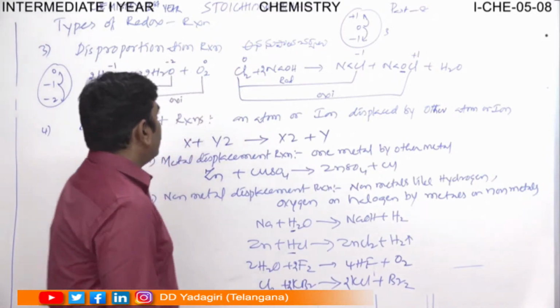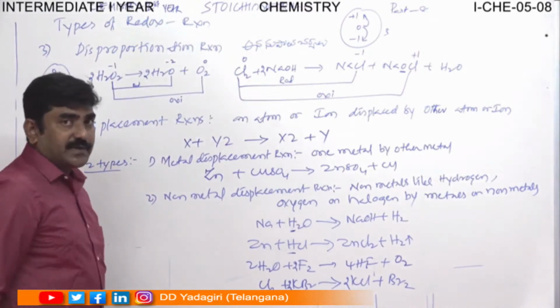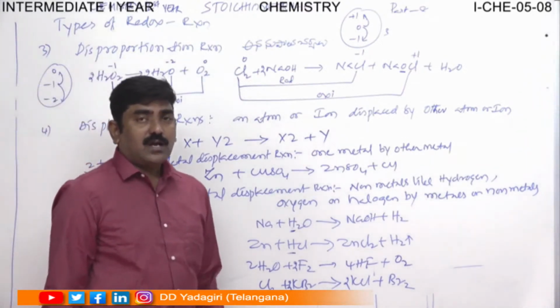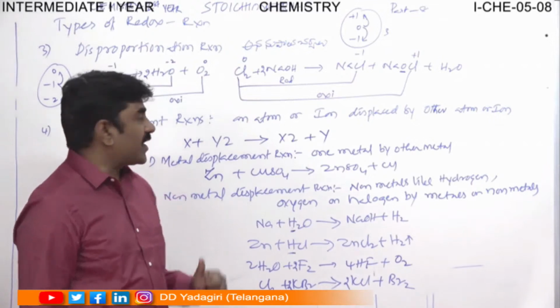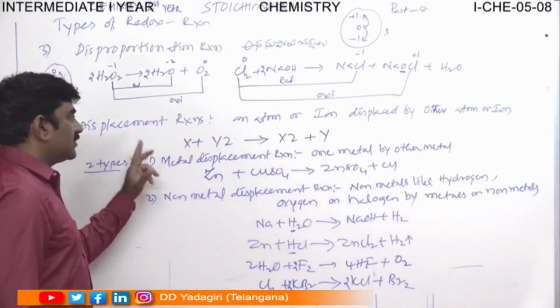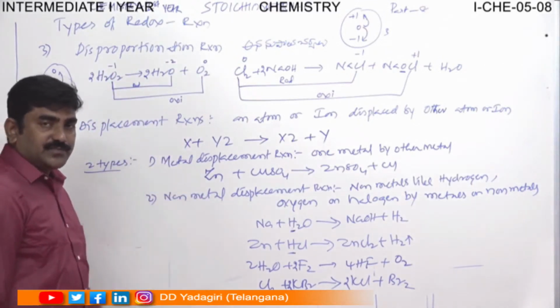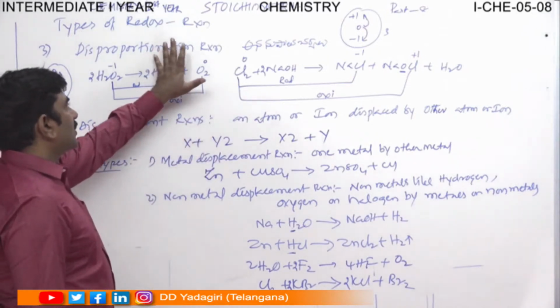So redox reactions are classified into how many types? 4 types: combination reactions, decomposition reactions, disproportionation reactions, displacement reactions. Out of these 4, the important one is disproportionation reaction.